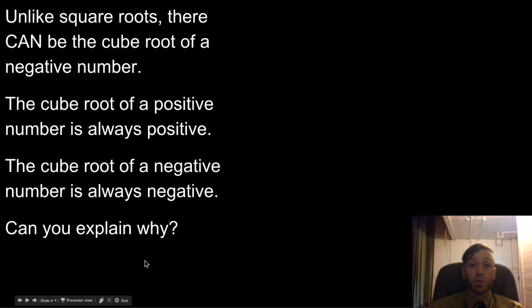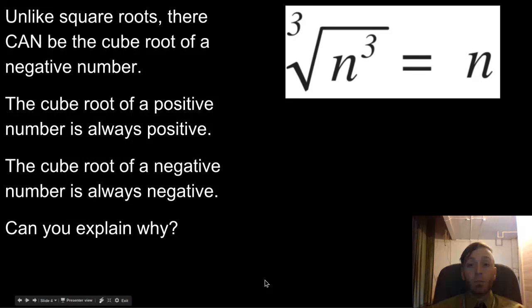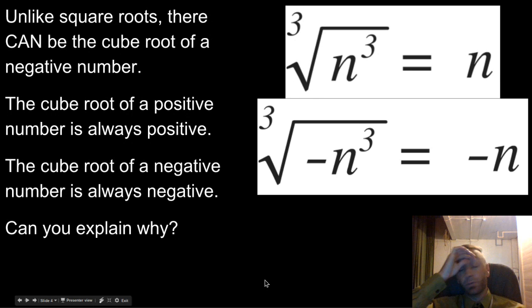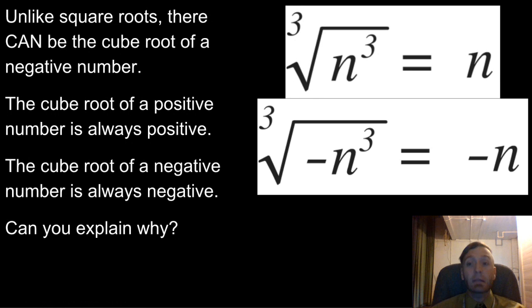Right, so unlike square roots, there can be a cube root of a negative number. Your rule for cube roots is if it's a positive number, the cube root is going to be positive. And if it's a negative number, the cube root is going to be negative. I'm not going to go through and explain it; you should be able to explain why. But here are the 2 formulas: the cube root of positive n to the third is going to be n, and the cube root of negative n to the third is going to be negative n.